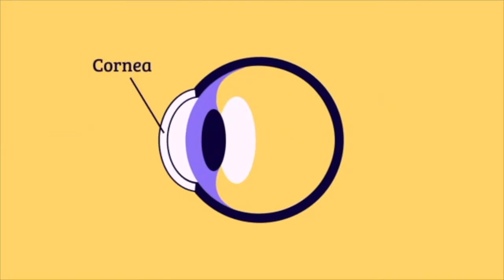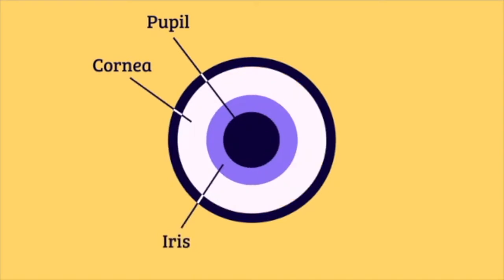The cornea is clear like a window. It helps your eye focus the light to make things look sharp and clear. Next, the light rays pass through an opening called the pupil. The pupil is the dark round circle in the colored part of your eye. The colored part is called the iris. It controls how wide the pupil is and how much light can pass into your eye.